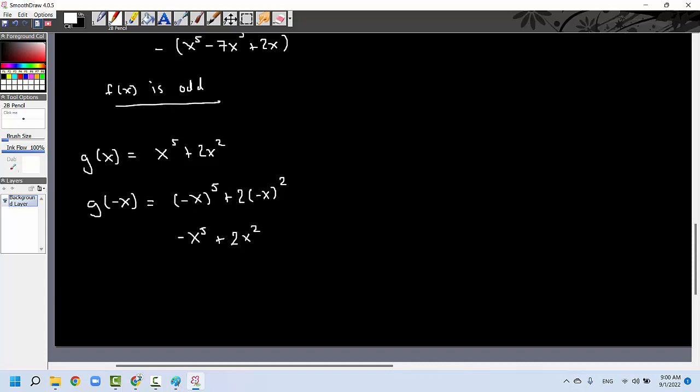And notice how if I factor out a negative like I did in the last example, the function fundamentally changes. There's nothing I can do to get back to the original version, and it's not like this version is the negative version of its original self. So that's why this g of x would be neither.